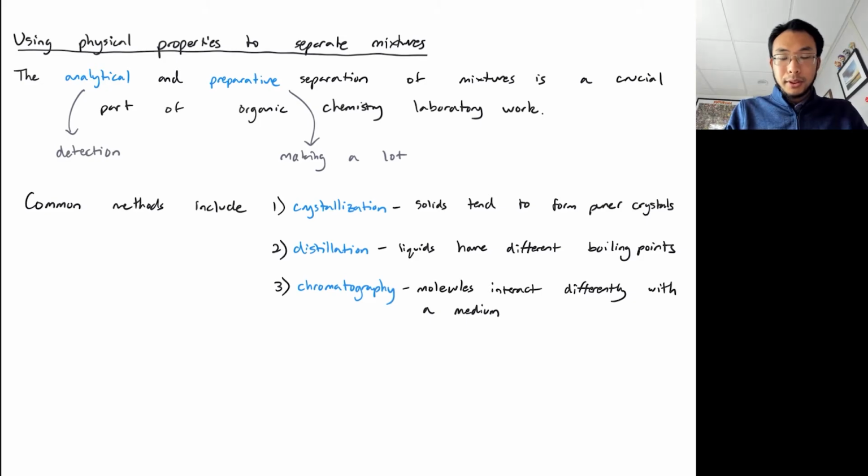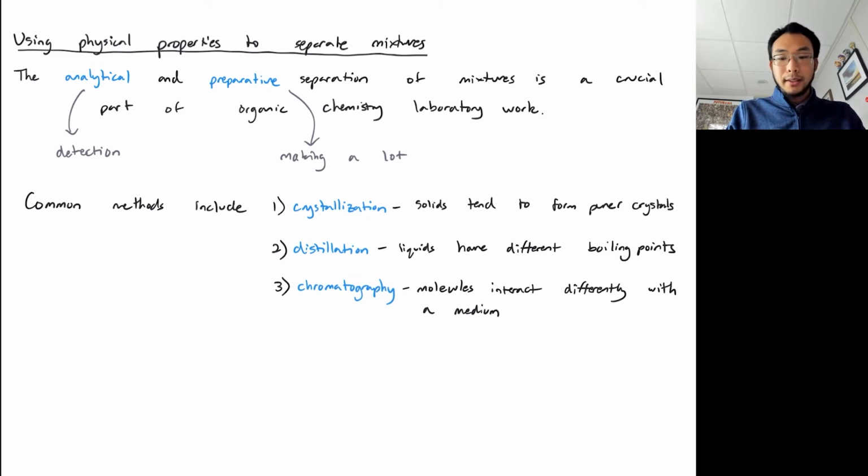The first one is crystallization, and that's when you take something that's a solid and then do some manipulations to get it to form nice crystals. Crystals, because they're highly ordered, tend to be pretty pure, because you can really only make something nicely ordered if it's only got copies of itself repeating over and over.